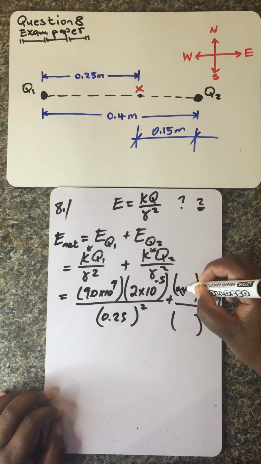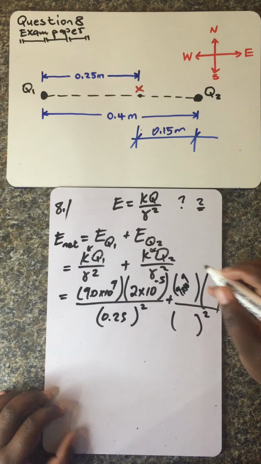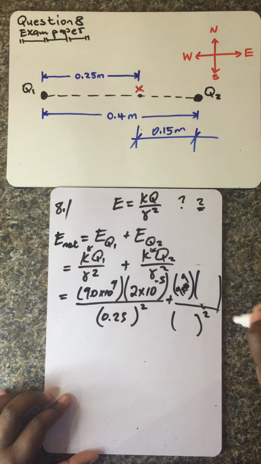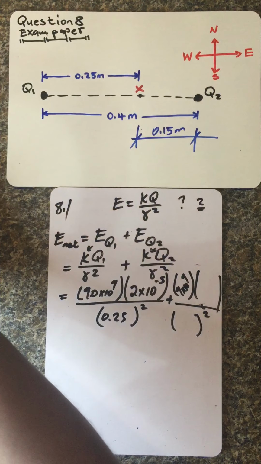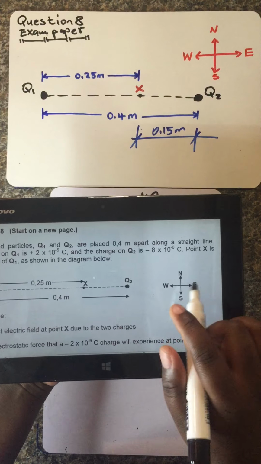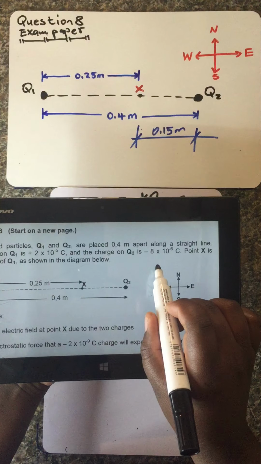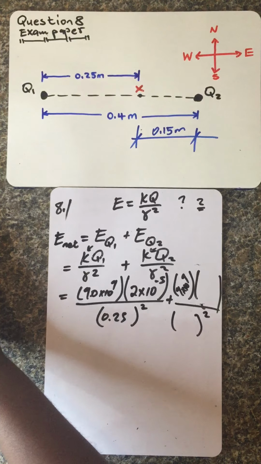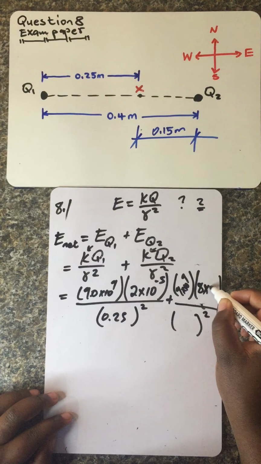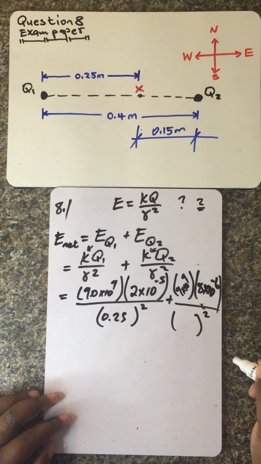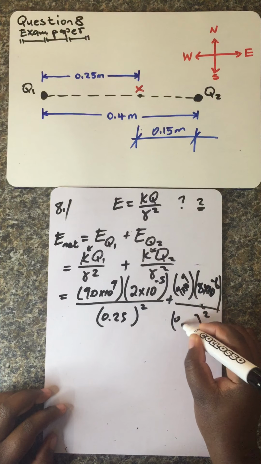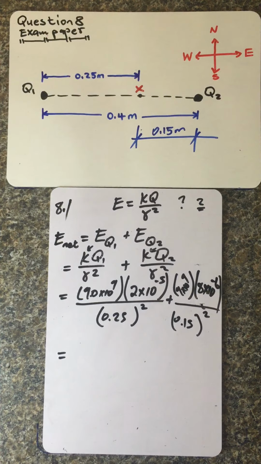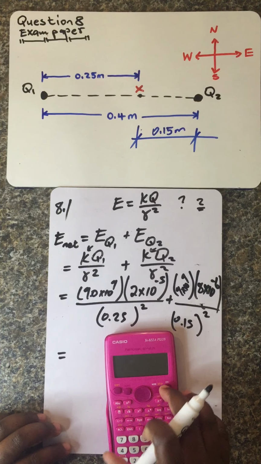Again, here it's 9 by 10 to the exponent 9. So this is where you substitute that constant, and here you substitute the charge, of which I know this charge is negative 8 by 10 to the exponent negative 6. It's negative 8 by 10 to the exponent negative 6. And what is the distance? The distance is 0.15. So you can punch all of this on a calculator and see how much you get.